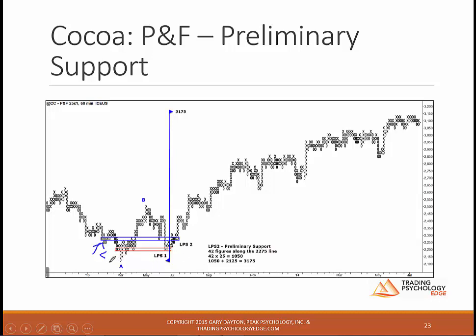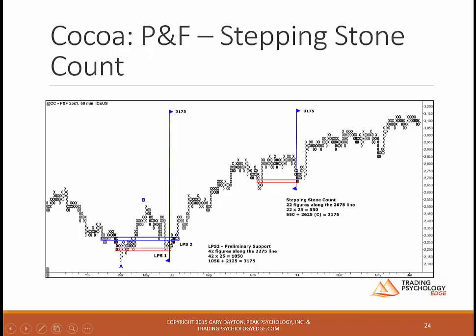We add that to the low. Let's just be conservative, not get crazy with this stuff. That takes us up to 3175. And at this point, the market hits, it looks like it's just around 3150 or maybe slightly less, 3125. Not bad, is it? These point and figure charts. Okay, good. Yep, it is pretty amazing stuff.